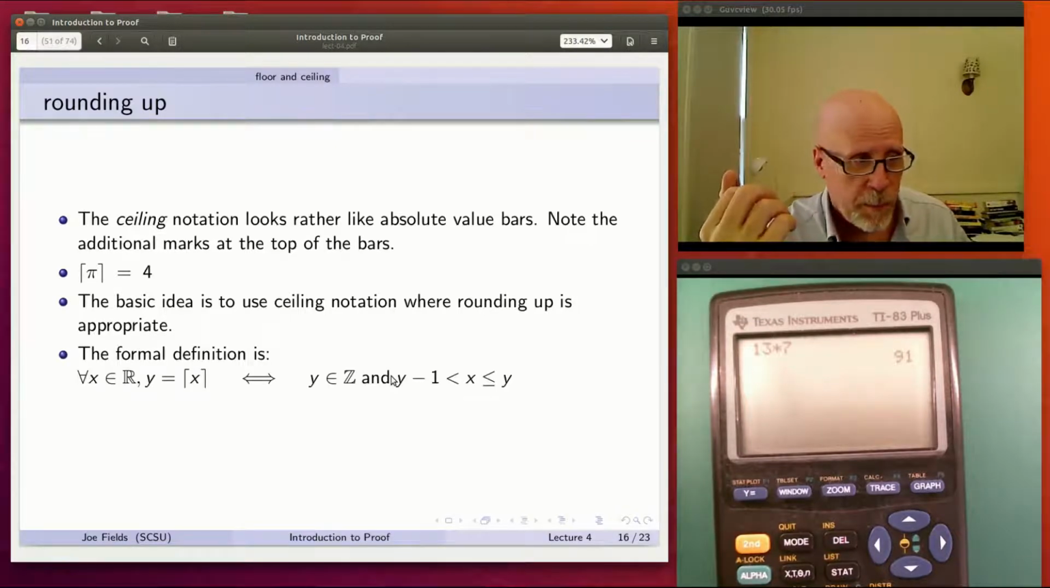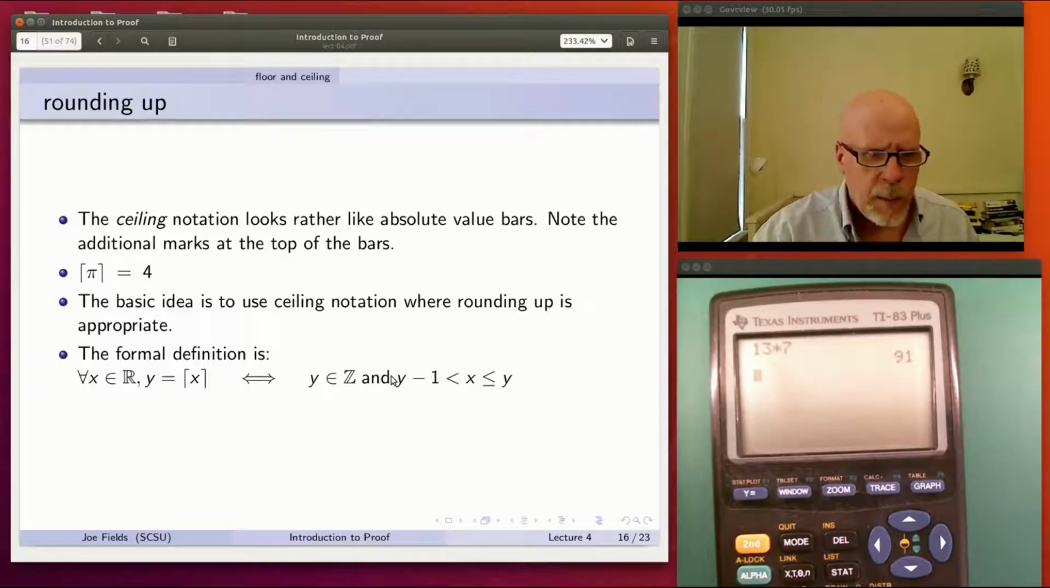Here's the formal definition. For all x in the reals, y is equal to the ceiling of x exactly when, 2 bits here, y is an integer, and this compound inequality. How do we read that? Well, look at the right part of it first. x is less than or equal to y. That's part of it. The other part of it is that x is bigger than y minus 1. But again, notice one of these is a less than or equal, and the other is a less than. I usually look at a compound inequality like that and say, x is between y and y minus 1.